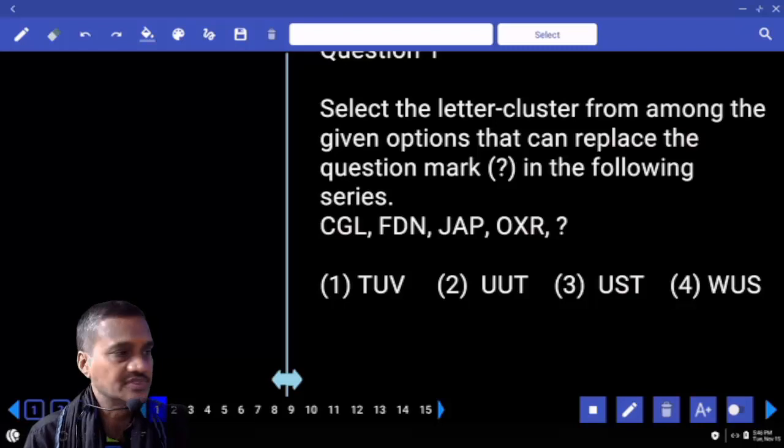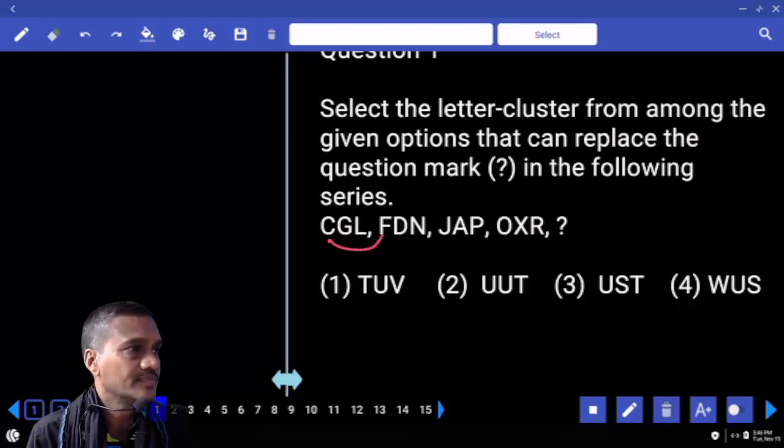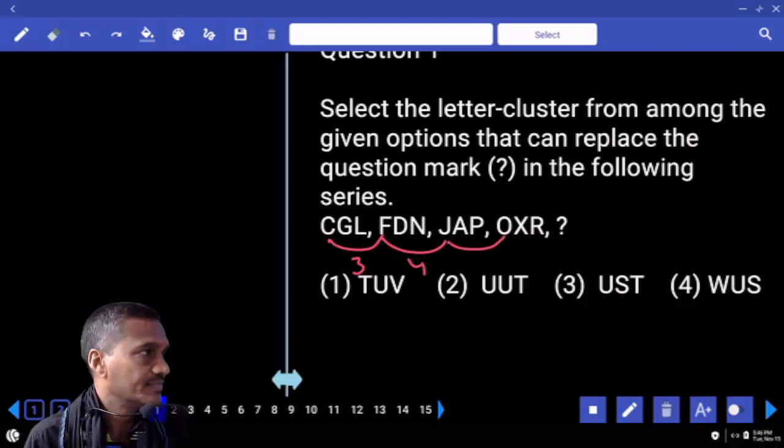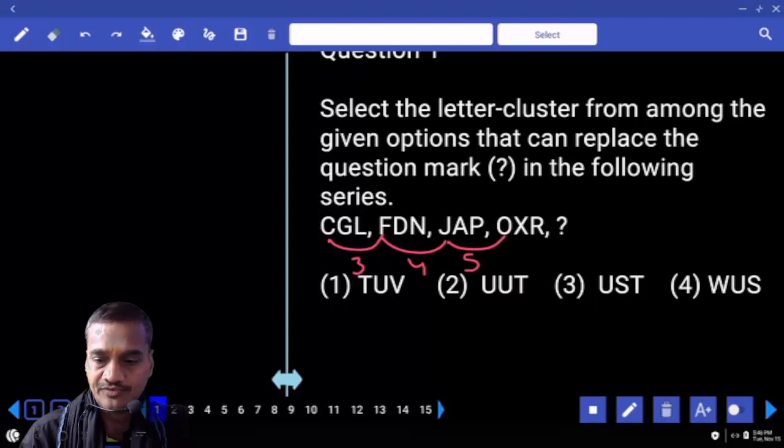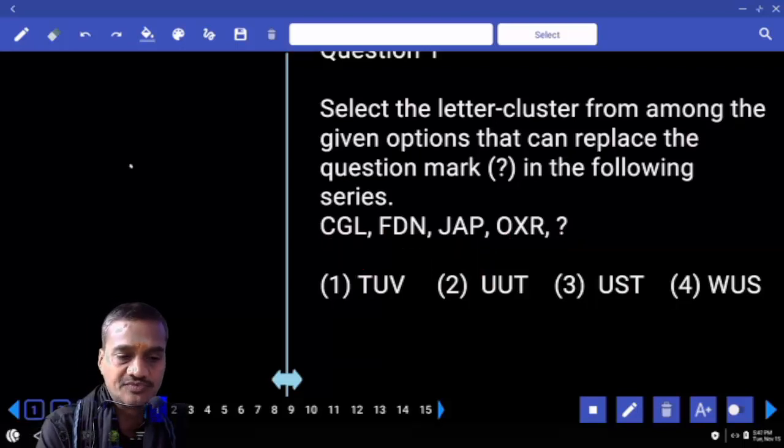What is the difference between the first two letters? The first letters are C and F, the difference is plus 3. F and J, 6 and 10, the difference is plus 4. J and O, 10 and 15, the difference is plus 5. 3, 4, 5, and the next difference must be 6. Now 15 plus 6 is 21. The 21st letter is U. Hence U is the first letter.